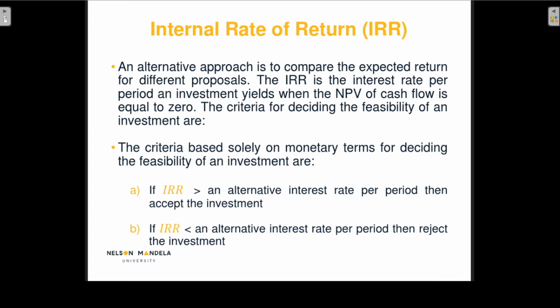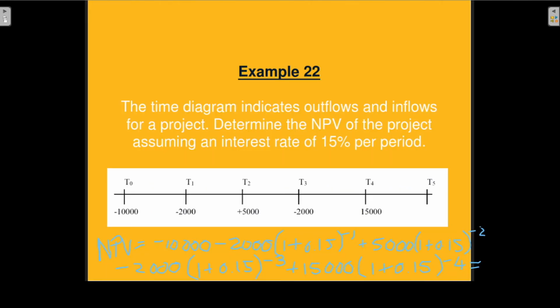So if we go back to example 22, we calculated the net present value, and we got negative 697. Our conclusion was that we would rather invest our money at an interest rate of 15% than accept this investment option. So now we're going to redo this example, but we are going to make use of the internal rate of return method.